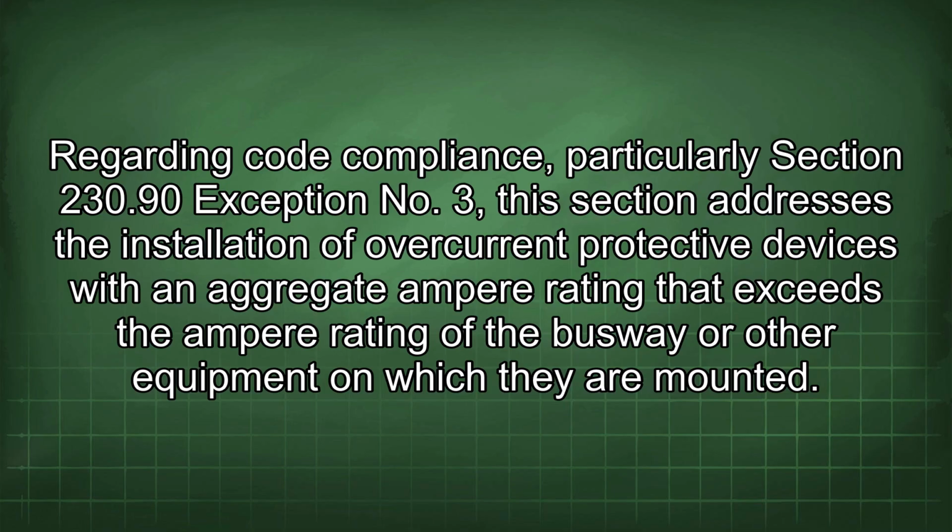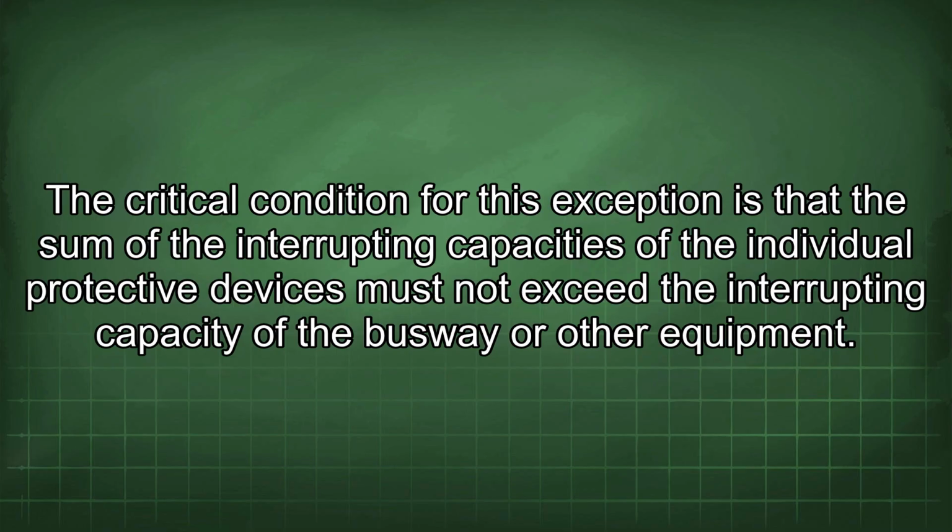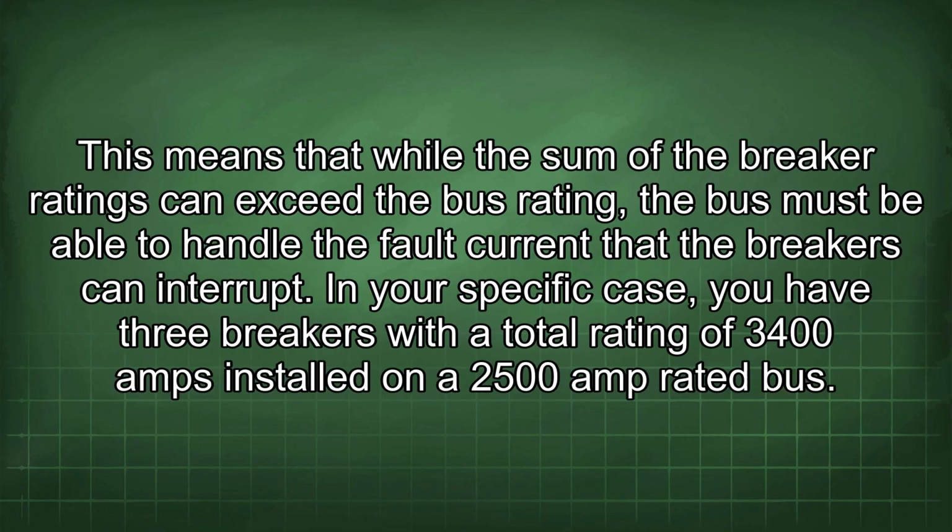Regarding code compliance, particularly section 230.90 exception No. 3, this section addresses the installation of overcurrent protective devices with an aggregate ampere rating that exceeds the ampere rating of the busway or other equipment on which they are mounted. The critical condition for this exception is that the sum of the interrupting capacities of the individual protective devices must not exceed the interrupting capacity of the busway or other equipment. This means that while the sum of the breaker ratings can exceed the bus rating, the bus must be able to handle the fault current that the breakers can interrupt.